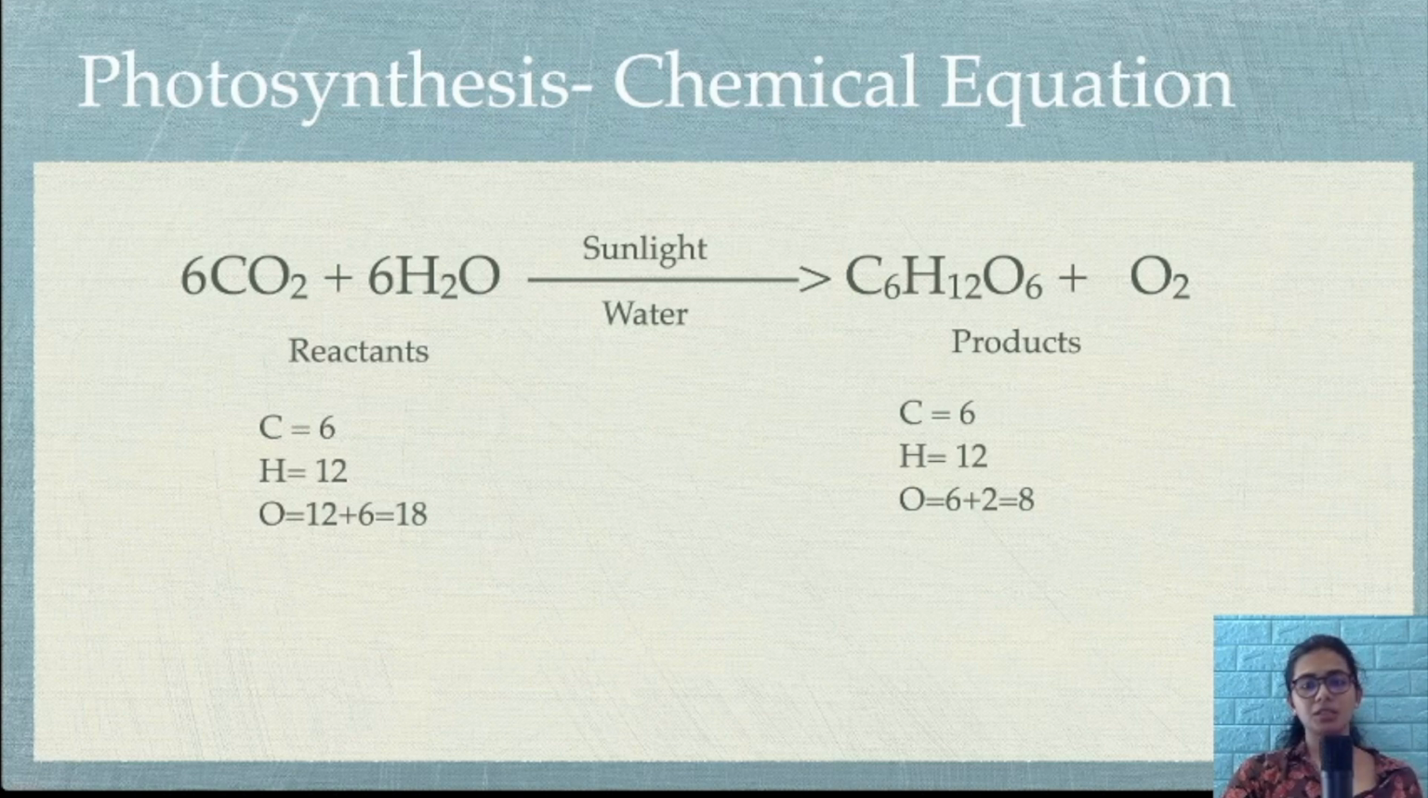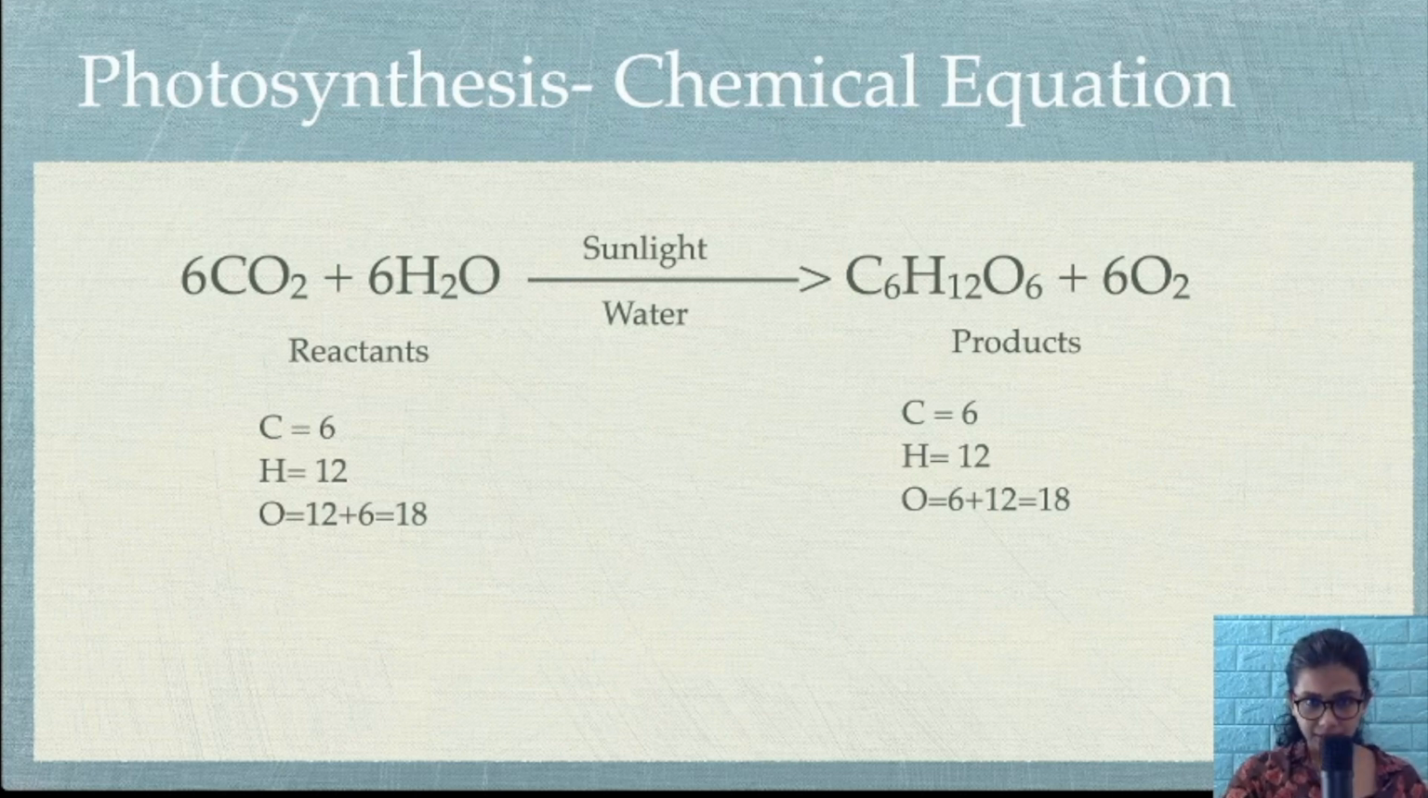So how do we change this? Obviously it's less on the product side. So suppose we put a 6 in front of the oxygen on the product side, it changes into 18. So now all the atoms of elements on either side have become balanced. So this is your final equation that you need to understand and remember. This is a frequently asked question.